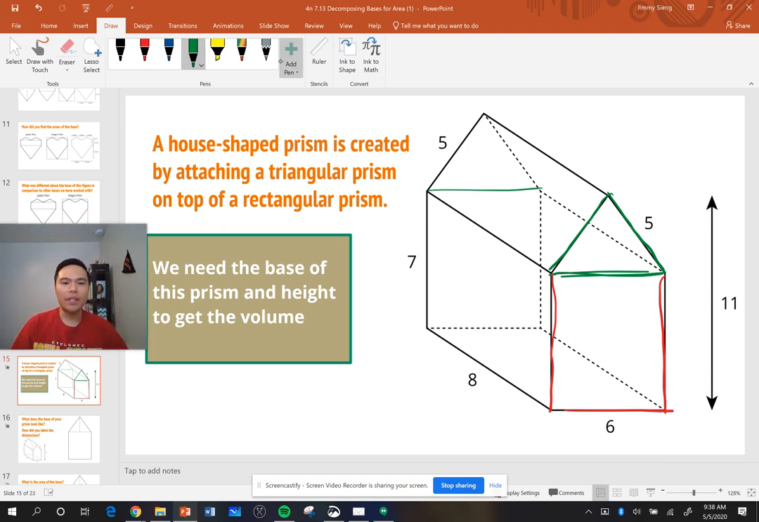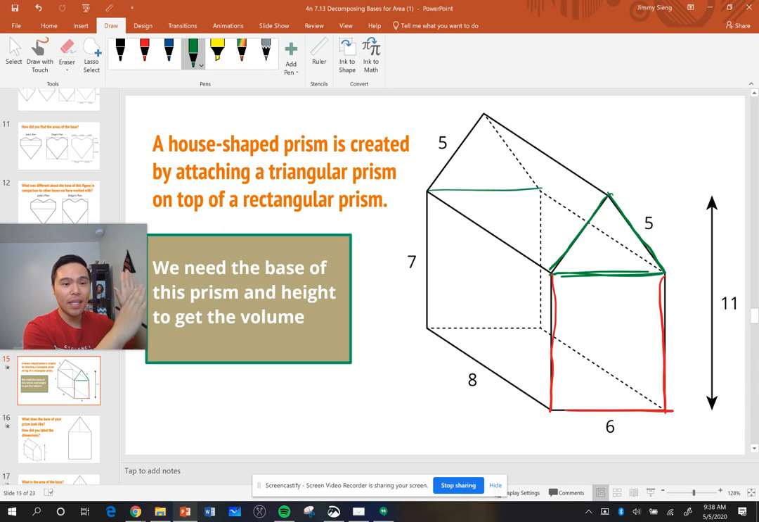So we need to find the base of this prism, meaning the base area, and we need to find the height to get the volume. So in the end, we're trying to get a volume here. And the first thing we should do is understand that for a prism, I need some kind of base where the top and the bottom make the same face, right?